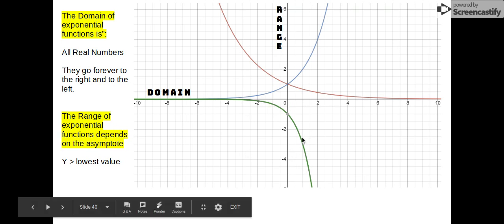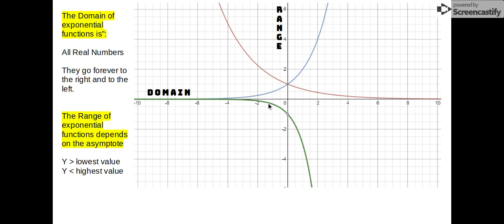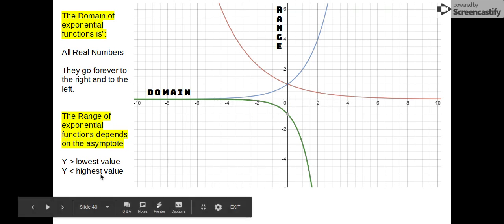So what about this green one down here? It's very similar. You would say that y can be anything that's less than this 0. So y is less than 0.